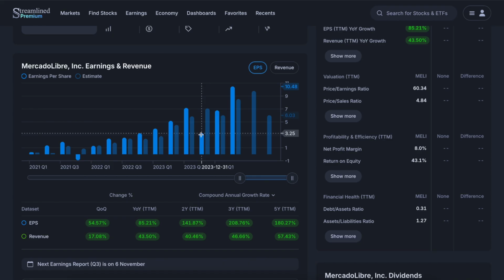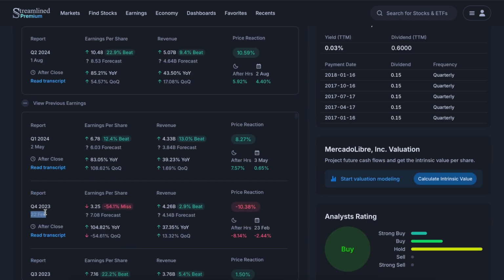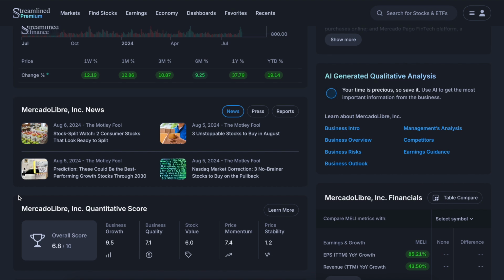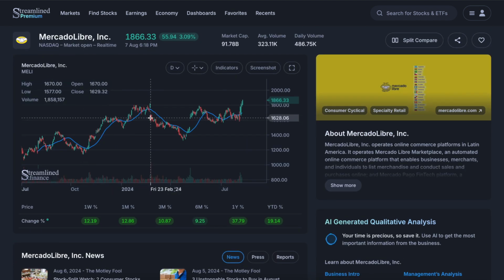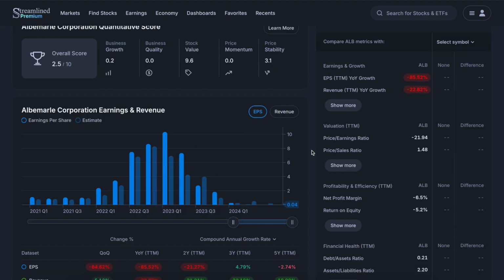A key thing to note about earnings is that the market is very sensitive to the earnings report. Take Mercado Libre as an example. In Q4 of 2023, its earnings were released on the 22nd of February. Then if you look at the price, we can see here from the 22nd of February how the price reacted to this negative earnings. Here's another example in which you can see that the price follows the earnings.